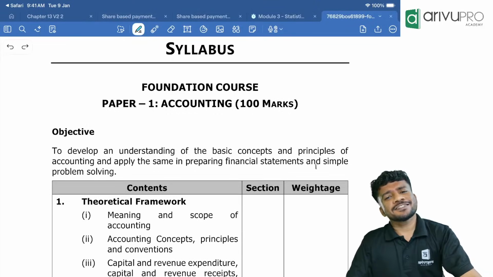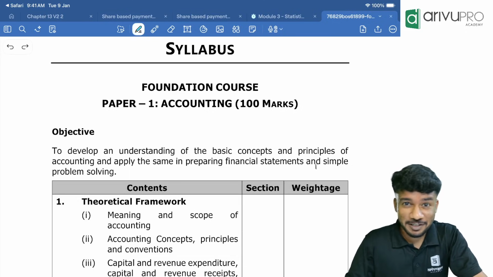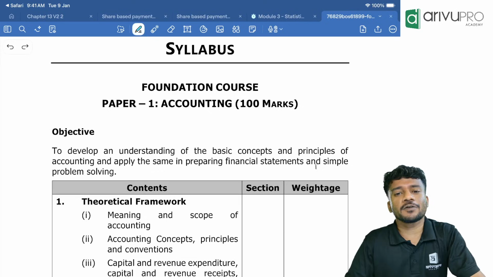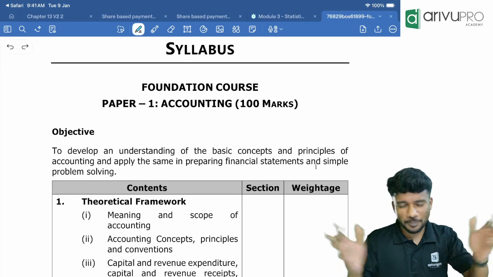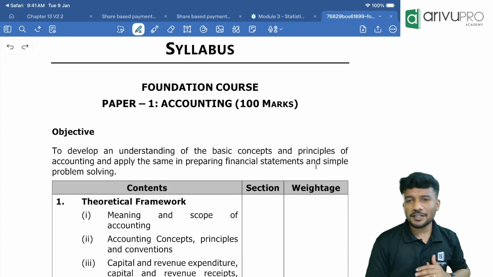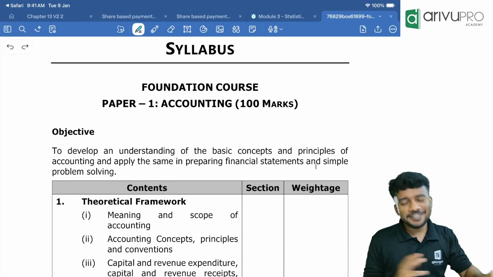Now we are going to discuss the weightage. Many people ask me about the weightage of each chapter or from each subject. How much is the weightage with respect to section wise? Many people have asked that. So that's the reason why we are doing this video today.